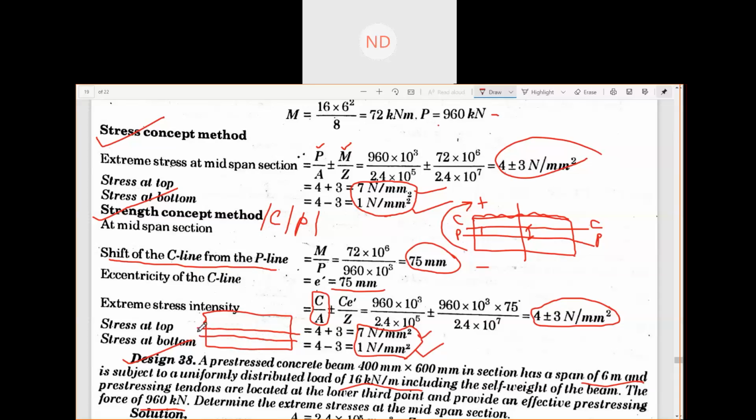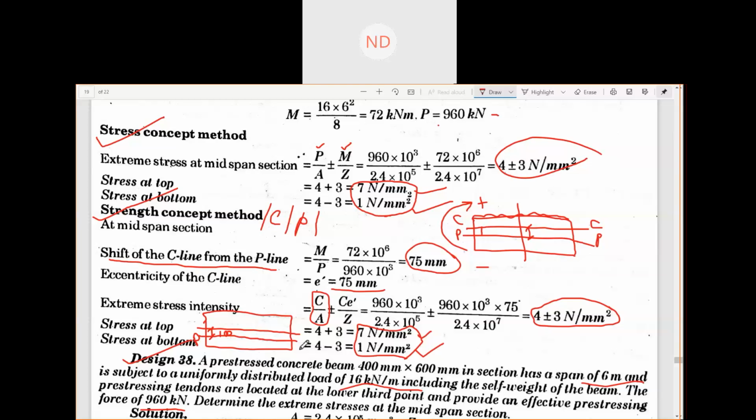at a distance of, this is your P, and this distance is given to be 100 mm, which means there is an eccentricity of the P line of 100 mm. Now, try to solve this question by the stress concept method. I want to know the stresses at the top and at the bottom. We solve the question with the help of the stress concept method. And tell me the answers.